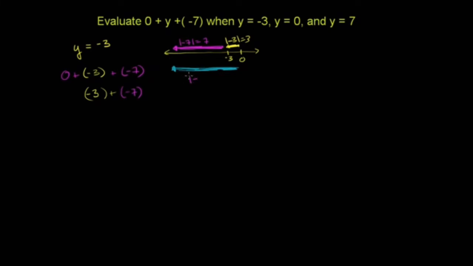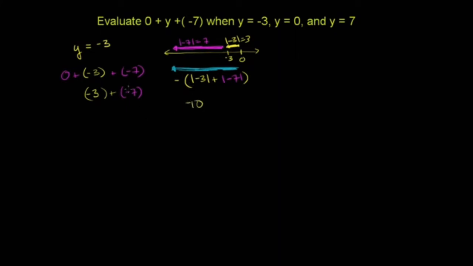This is, let me do it in the order that we wrote it in the problem. So this is equal to the absolute value of negative 3 plus the absolute value of negative 7. You want to use the same colors. But we're to the left of 0. We've been moving to the left. So it's the negative of that, which is negative 10.